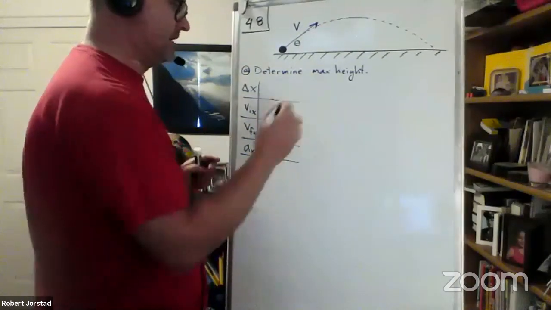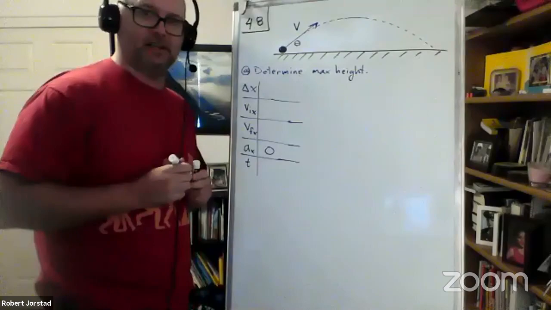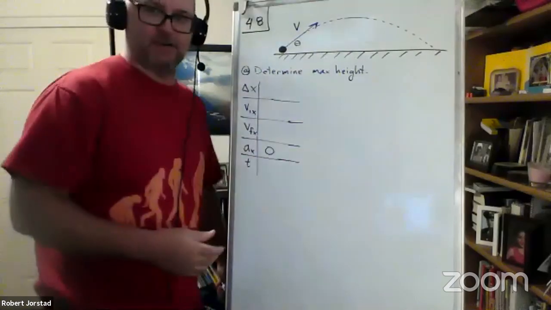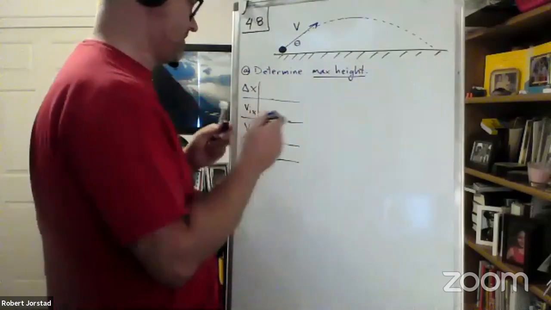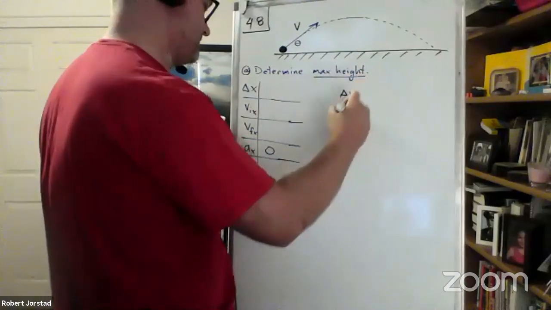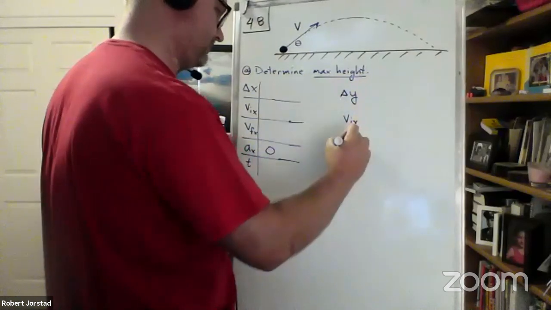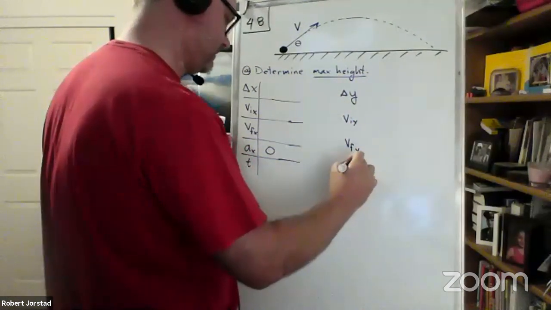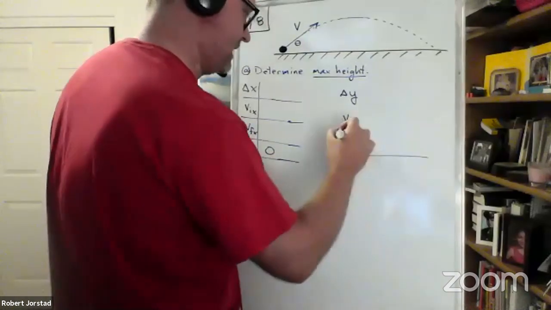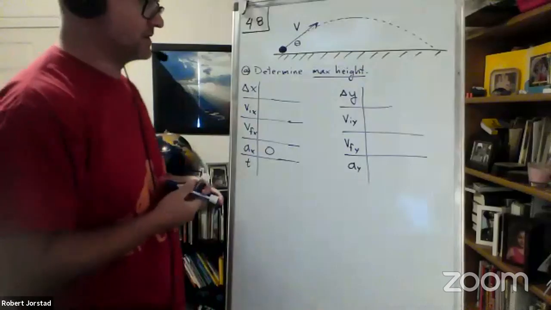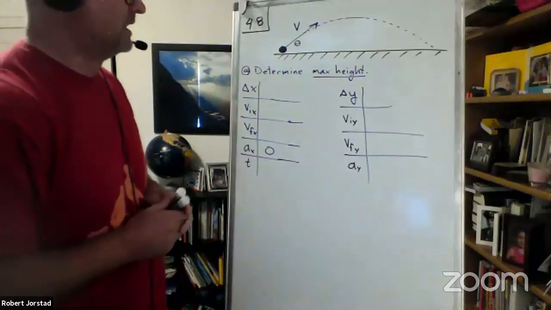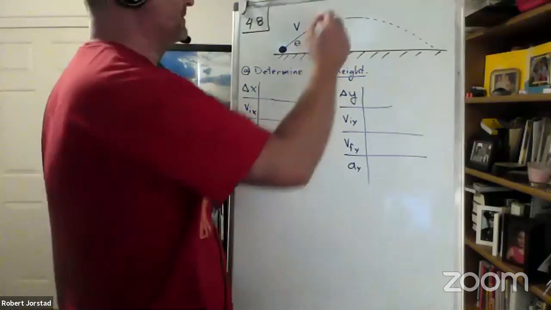Would T be the same on both, right? So you don't have to put TX or TY. Exactly. T is a shared variable because it's moving horizontally for the same amount of time it's moving vertically. So I'm not even going to write it. Just do it two separate ways here. All right, we're supposed to be going to the max height.